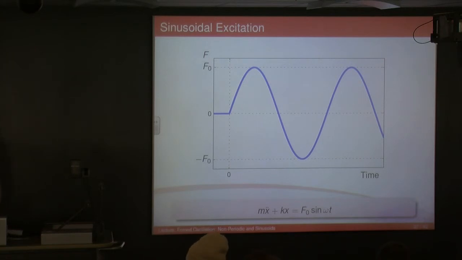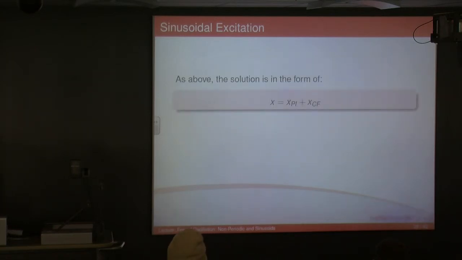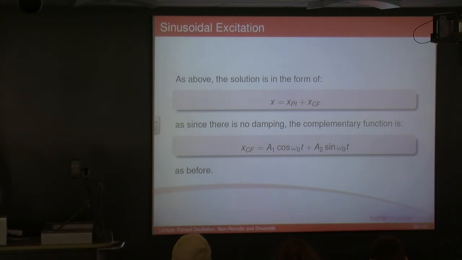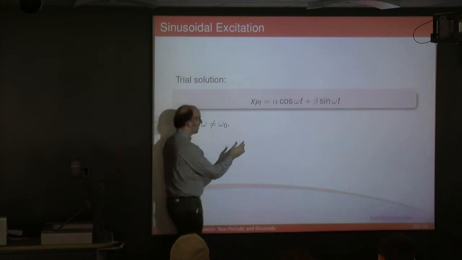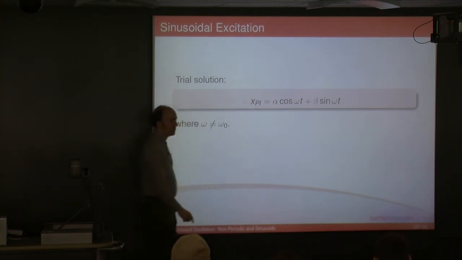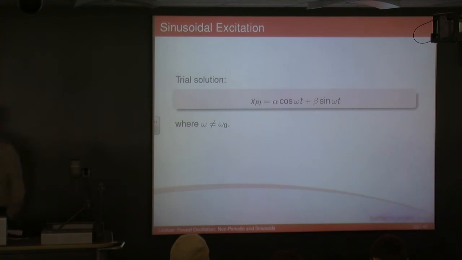So again, it's going to be the addition of xpi plus xcf, xcf being the undamped free oscillation equation, which is there. And then we try our trial solution, which is a sinusoid. If you look at the table, whenever you've got a sinusoid, this is your trial function, a mix of cosine and sine at that frequency omega, which I'm giving the system. So the frequency is fixed. If I apply something of 5t, then omega here will be 5 in my trial function. What I've got to find is alpha and beta.